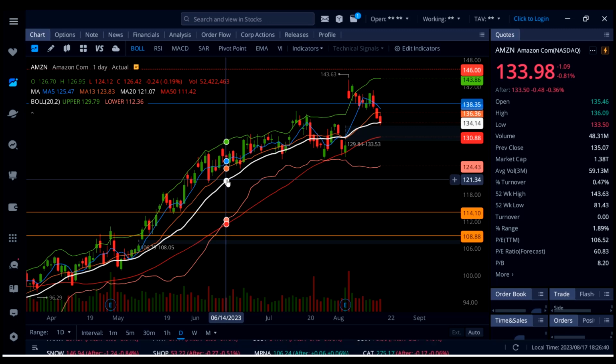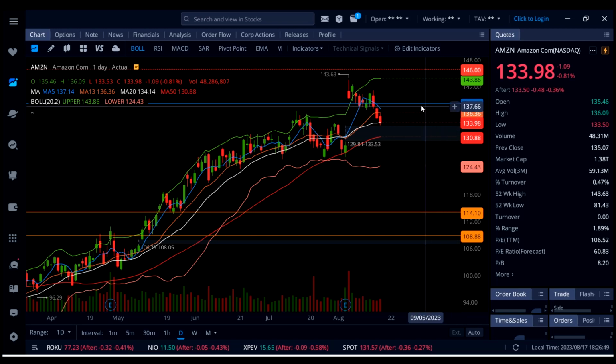So if you want to see Amazon going up, you want to see Amazon above 134 and then above 136.36, and then 138.